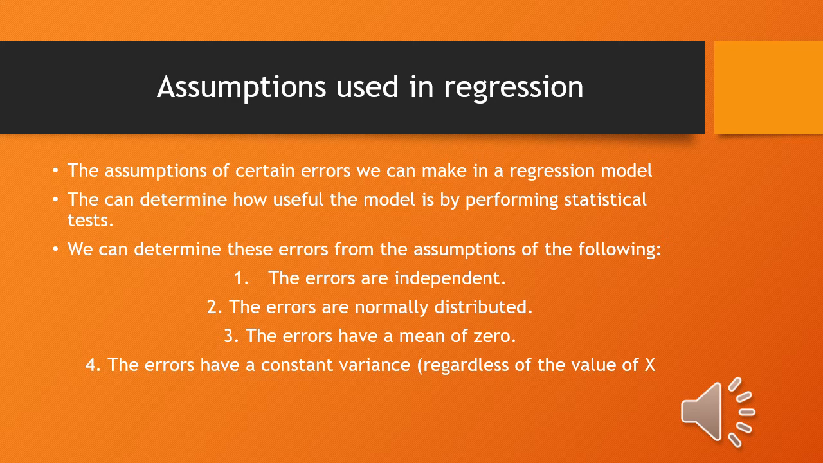For number 1, the errors are independent. Number 2, the errors are normally distributed. Number 3, the errors have a mean of 0. And number 4, the errors have a constant variance, regardless of the value of x.